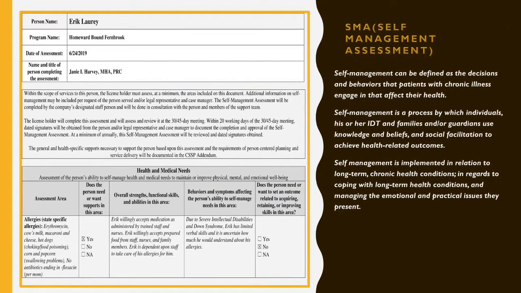Next, we have the SMA. The SMA, which is known as the Self-Management Assessment. Self-management can be defined as the decisions and behaviors that patients with chronic illness engage in that affect their health. Now, this plan or assessment is generated and implemented based on decisions and behaviors that affect the health of individuals with chronic illness.